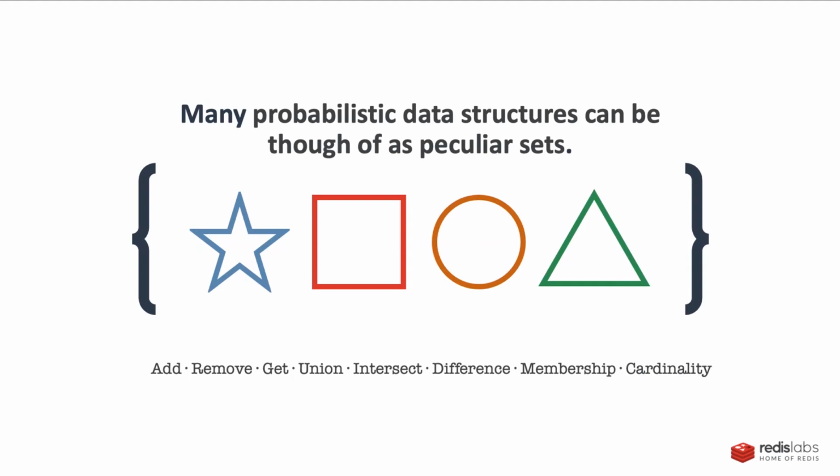Probabilistic data structures tend to restrict what types of operations you can do on a set. So you might be able to add things to it, but not be able to remove or even query what's in it directly. But you still might be able to, say, get a union of two sets and then check the cardinality of those. And so they're like restrictive sets.